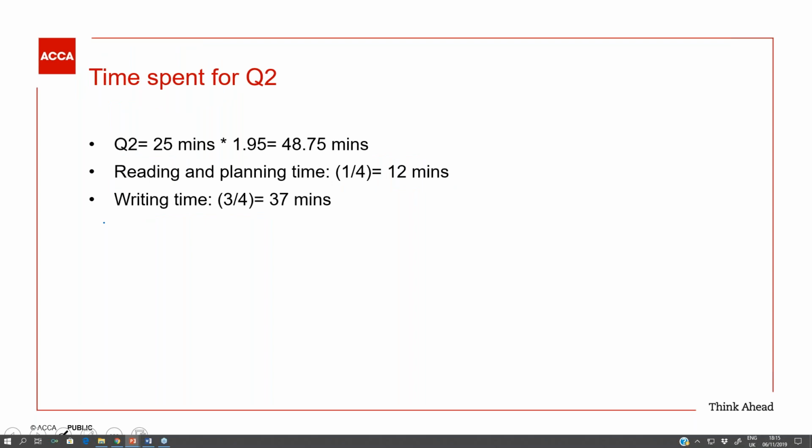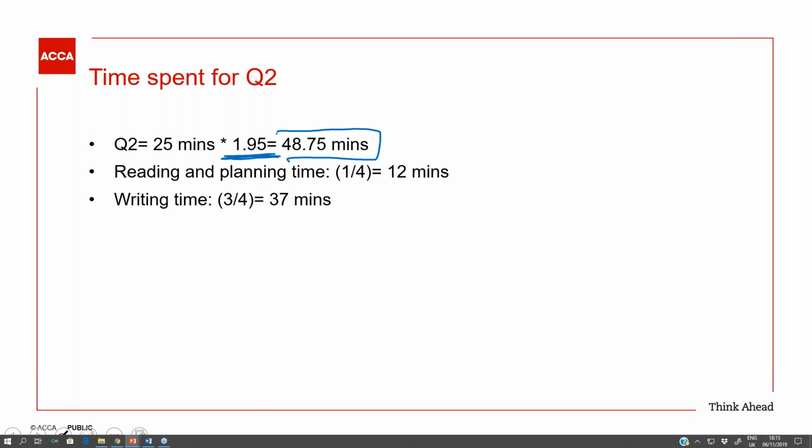Now the time spent formula is the same, which I defined on day one: 25 minutes multiplied by 1.95. And I hope all of you know where this 1.95 has come from, or else you need to see the recording of day one to see where it has come from. So 25 minutes into 1.95 minutes per mark, we have a total time of 48 minutes and 75 seconds to do question number two.